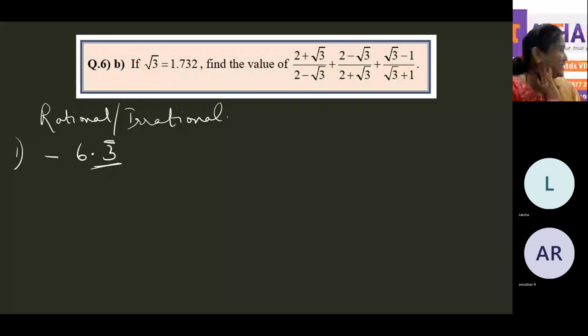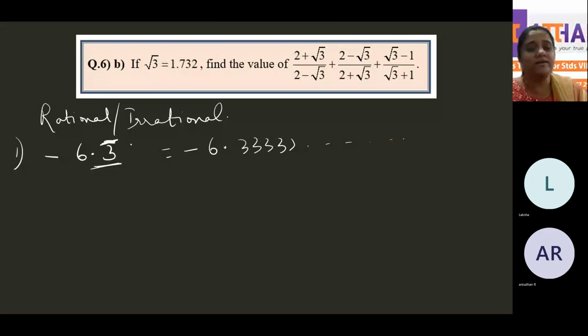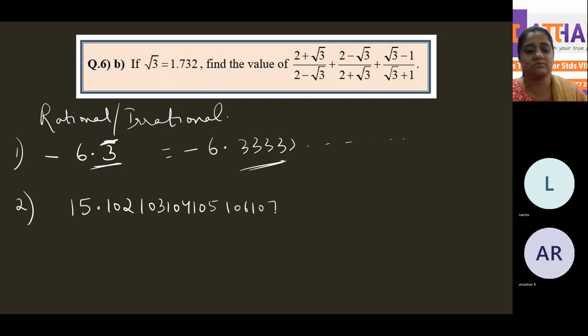It's a non-terminating repeating decimal because -6.3 is recurring. The 3 goes endlessly because 3 is recurring. See here. So what kind of a decimal is this? Non-terminating repeating decimal. So it's a rational number. What is this? What kind of a decimal is this? Non-terminating repeating. What is repeating?